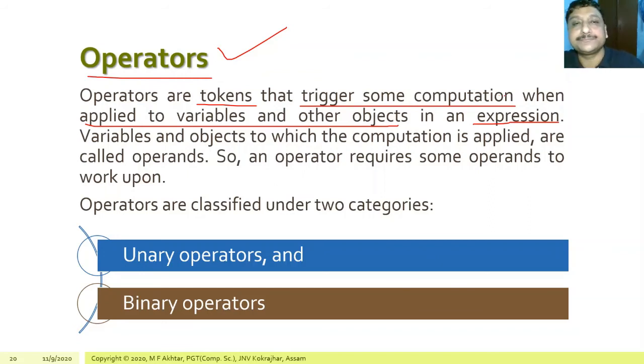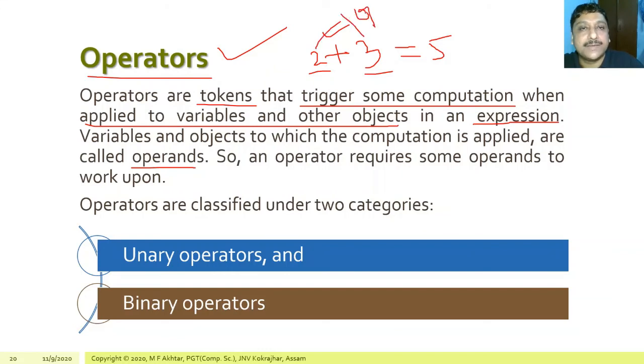For example, if we write 2 plus 3, there are two values, two literals, 2 and 3, and we have used this plus symbol. This is known as an operator, and when this operator is applied to two values, it does some computation, meaning it will give you the value 5. Variables and objects to which the computation is applied are called operands. Here 2 and 3 are known as operands, and the plus is known as the operator. We already know operands and operators.